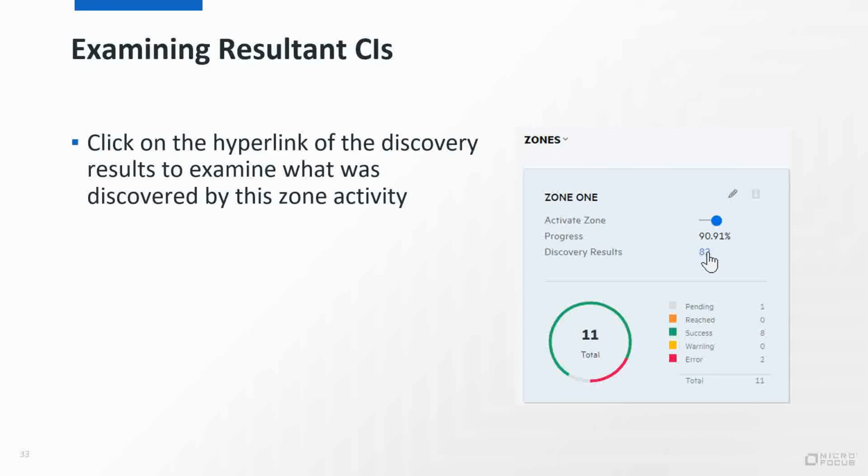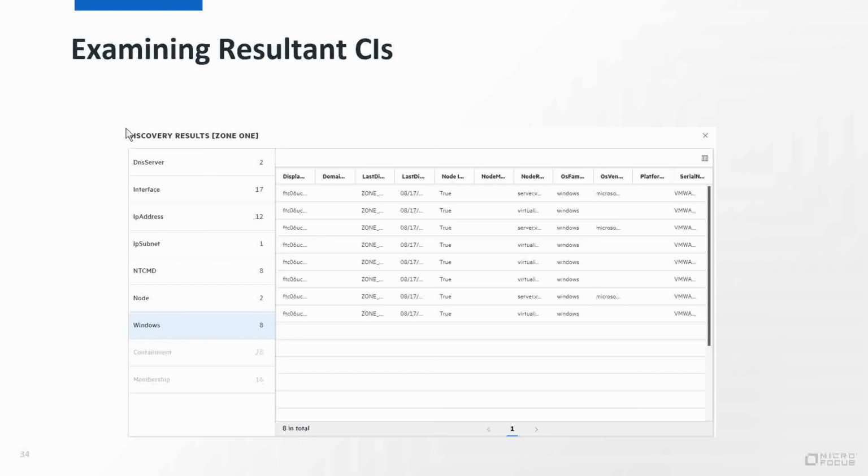I can also click on the hyperlink of the discovery results to see what kind of results I had for this particular zone. On the left-hand side, you can see all of the different CI types that were discovered: 8 Windows devices, 2 nodes, 8 NTCMDs, 1 IP subnet, 12 IP addresses, 17 interfaces, and 2 DNS servers. And you can see details about each one of these. Additionally, I can click on this button up here in the upper right-hand corner to show different columns for this display. And this is all done via the REST API.